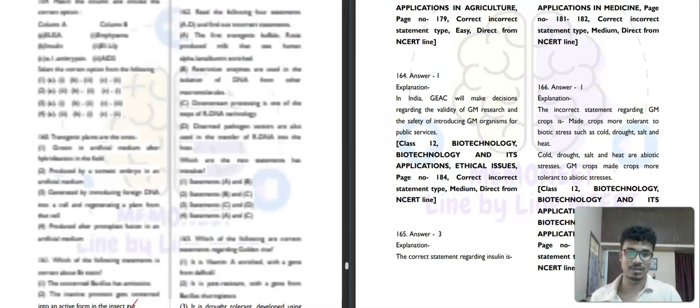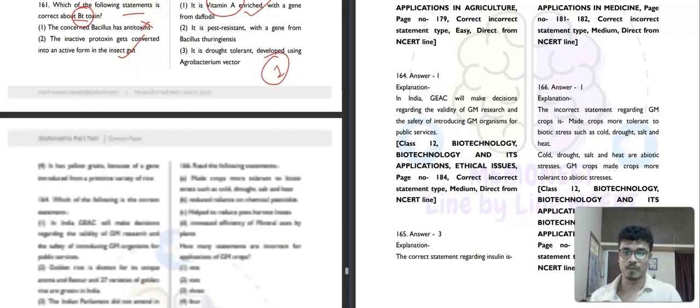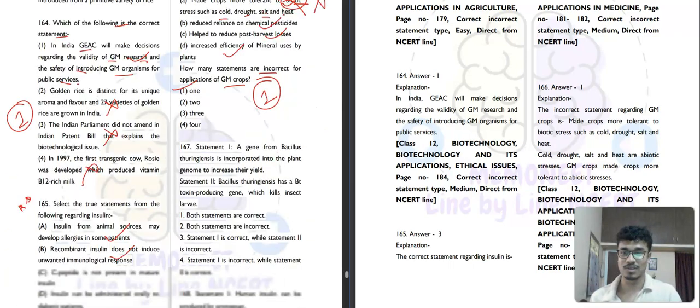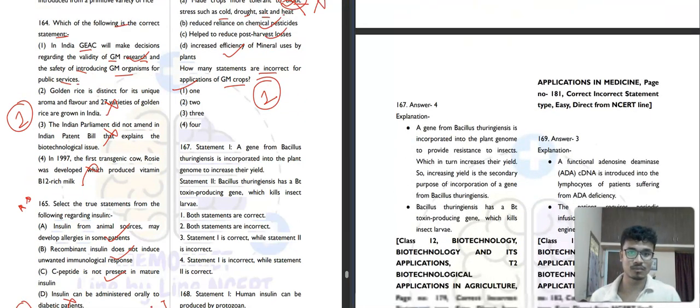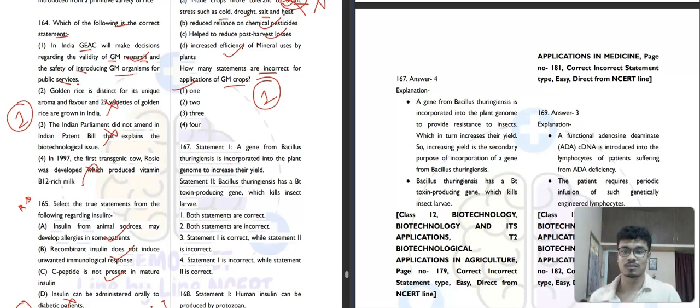Then question number 167. Yeah, got it now. Statement first: a gene from Bacillus thuringiensis is incorporated into the plant genome to increase their yield. This is incorrect. And Bacillus thuringiensis has a Bt toxin producing gene which kills insect larvae. It is absolutely correct. So the fourth option will be our correct answer for this question.